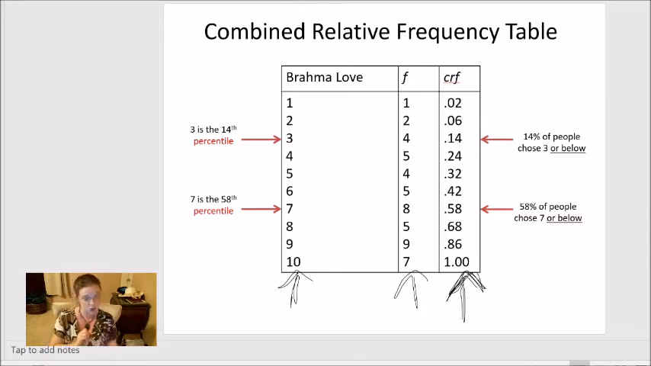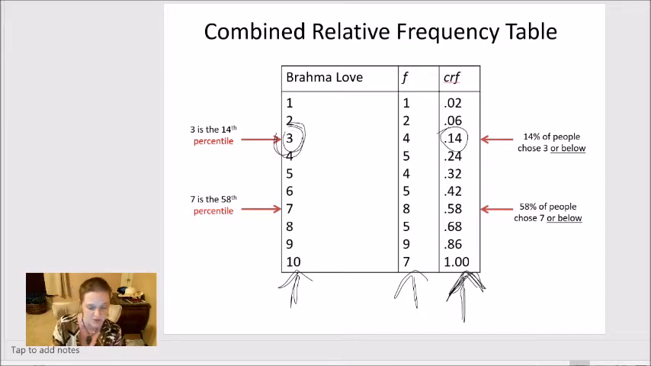And this is actually how a frequency table can help you identify percentile ranks, where at a particular score, a certain percentage of people falls below that score. Let's take a look at the 2 examples I have here. I'm able to identify the choice of 3, the score of 3, as the 14th percentile, because a proportion of 0.14 falls at 3 or below.